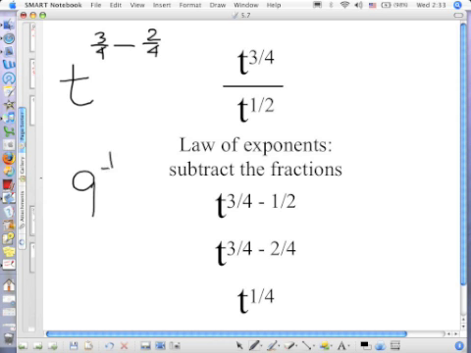But if I had this, can I simplify this? No, because it's not a perfect square. 9 is a perfect square? Yeah, it is. That's equal to 3. Okay?